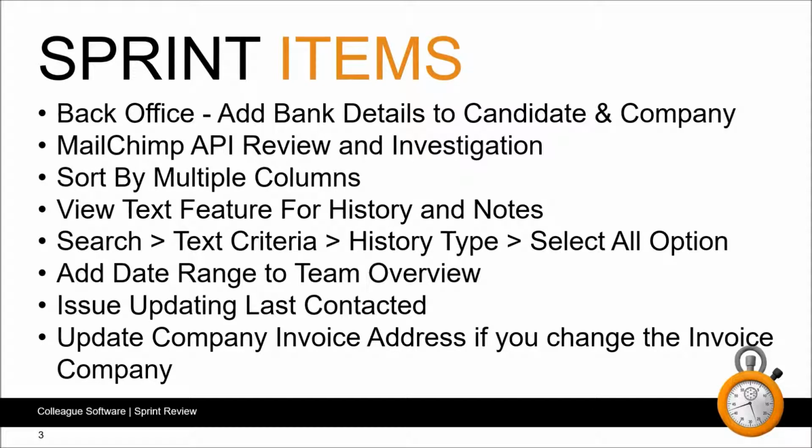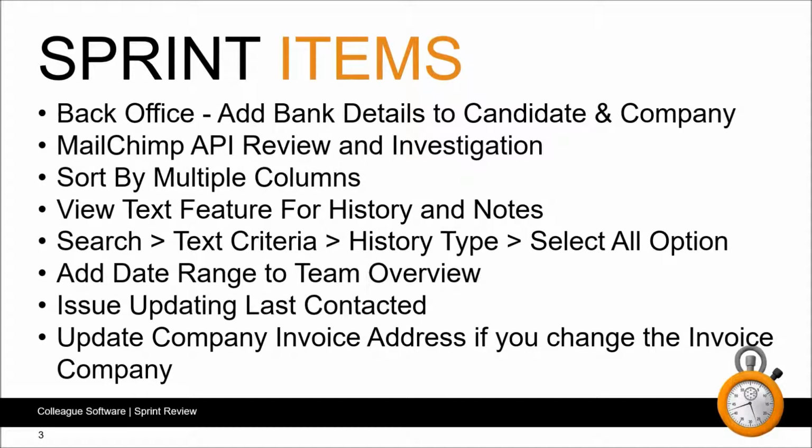Looking at the high-level items, to explain further, in this sprint we've been able to introduce a new bank details area to the candidate record and company record. This is accessible and editable on the basis of user group permissions. We've undertaken an initial review of the MailChimp API and now have a planned series of development jobs to deliver integration features with this provider.